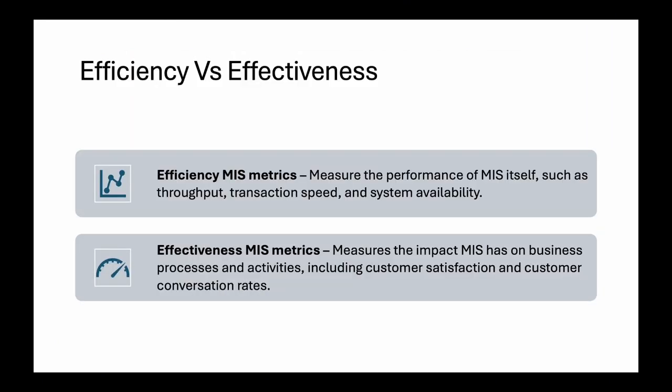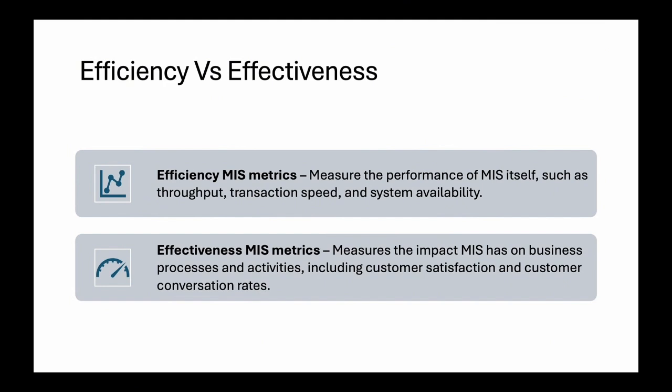You have efficiency and effectiveness MIS metrics. Efficiency is about doing things right, and effectiveness is about doing the right things. Efficiency MIS metrics measure the performance of MIS itself, such as throughput, transaction speed, and system availability. Efficiency means time taken to process a task, and the system is available for use.